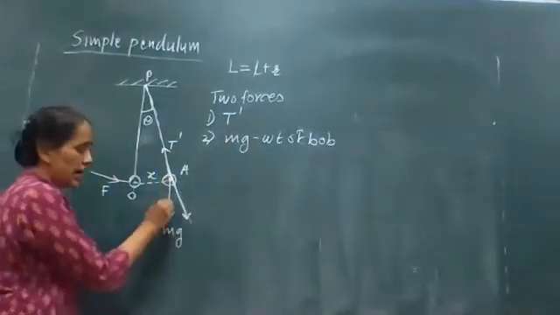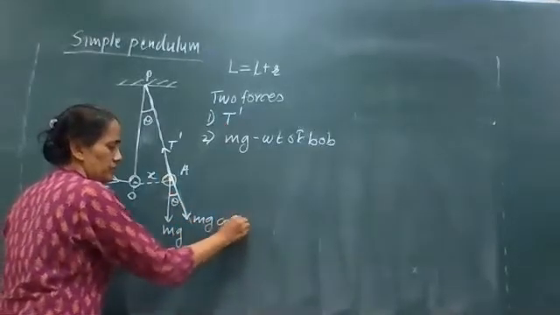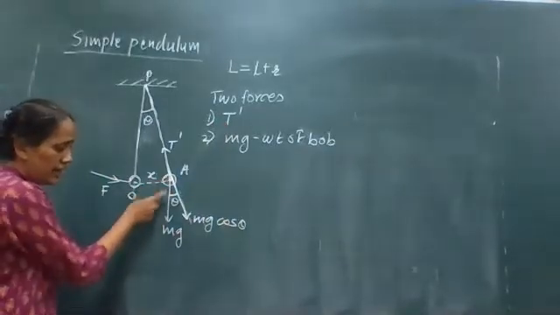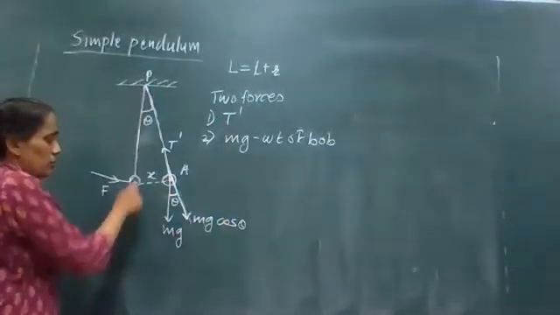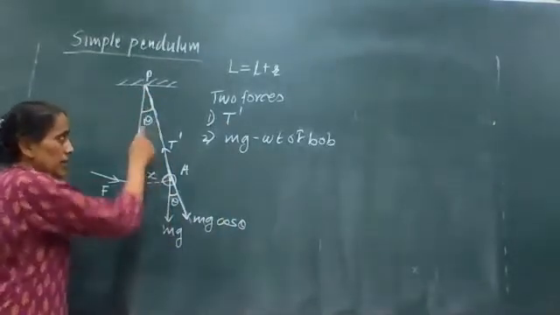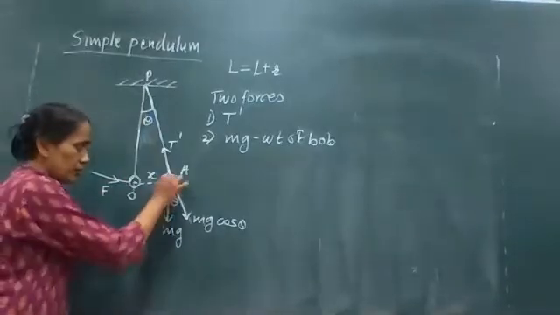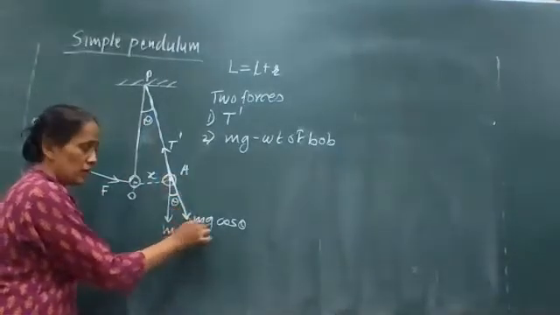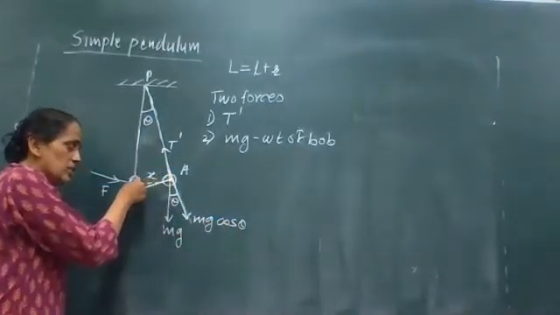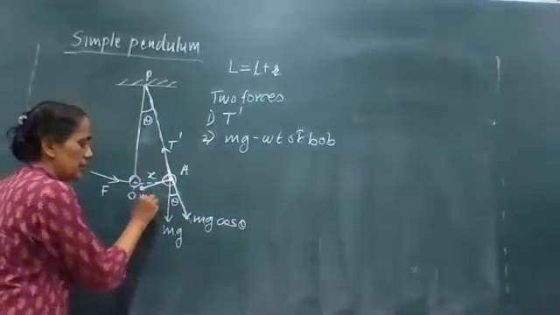One is the adjacent component, which is mg cos theta. Now see here, the weight acts vertically downward, so this vertical parallel line and the length of the string are parallel lines, and this is the transversal. Therefore these two are alternate angles, so this angle is also theta. So this component is adjacent to theta, and its value is mg cos theta. And the second component is perpendicular to the string of the pendulum, which is mg sin theta.